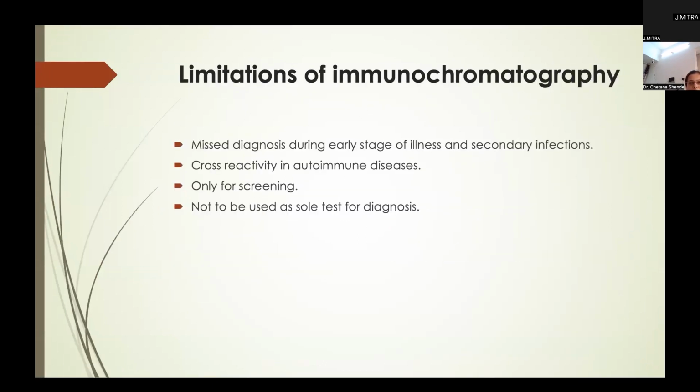So in case of immunochromatography, we have certain limitations, like the diagnosis can be missed during early stages of the illness and the secondary infections. There is a cross reactivity which is seen in certain autoimmune diseases such as SLE and rheumatoid arthritis. It is only used for screening purposes and not to be used as a single test for diagnosis.